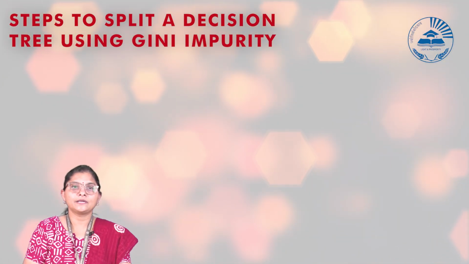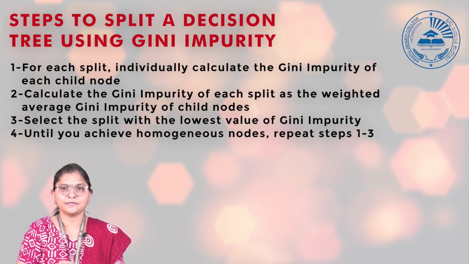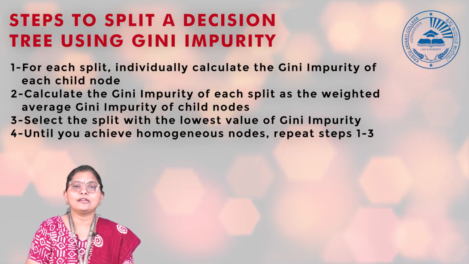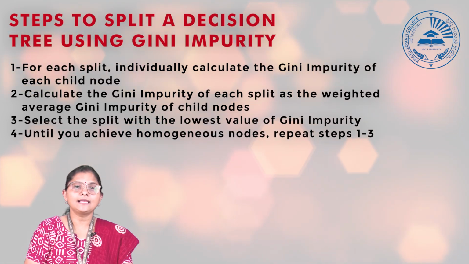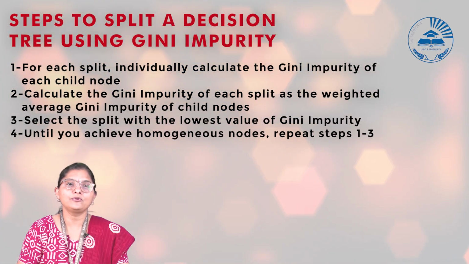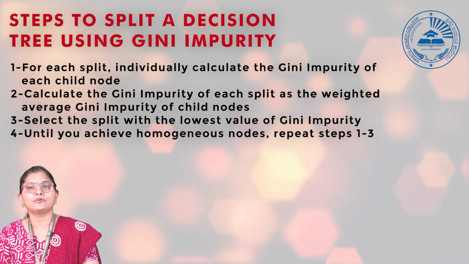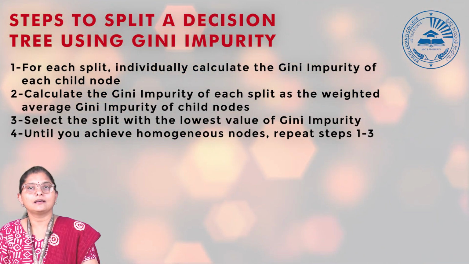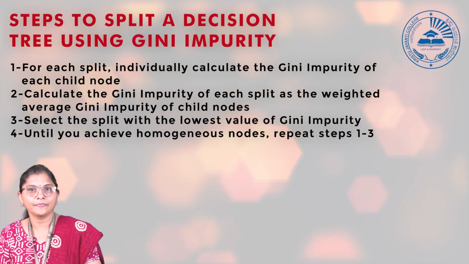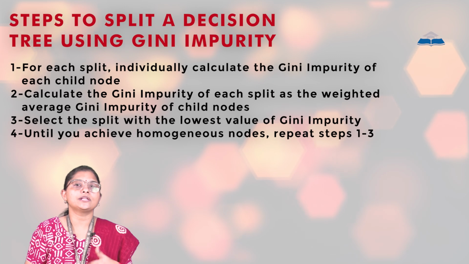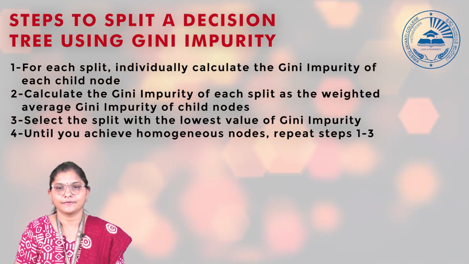Now the steps to split a decision tree using Gini impurity. Step 1: for each split, individually calculate the Gini impurity of each child node. Step 2: calculate the Gini impurity of each split as the weighted average Gini impurity of the child nodes. Step 3: select the split with the lowest value of Gini impurity, and until you achieve homogeneous nodes, repeat steps 1 to 3.